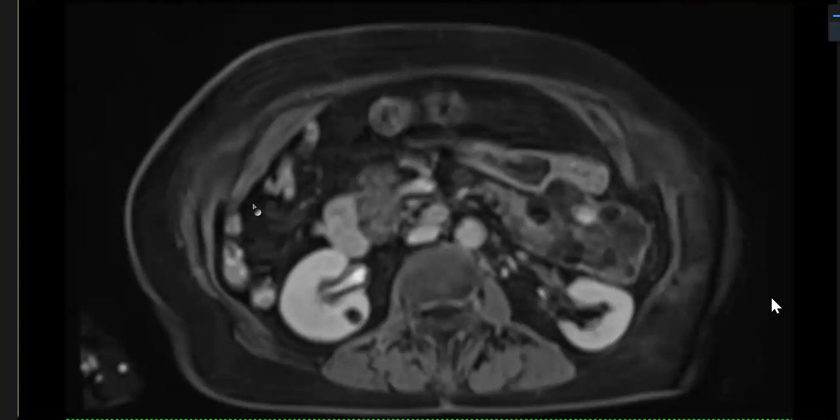Serous cystic. So are they malignant or are they benign? Mostly, so they are benign. They are benign. What do you mean mostly? Is there a malignant potential in them?